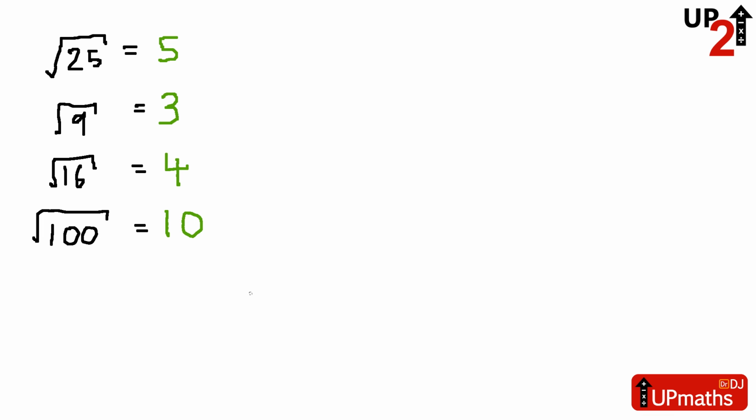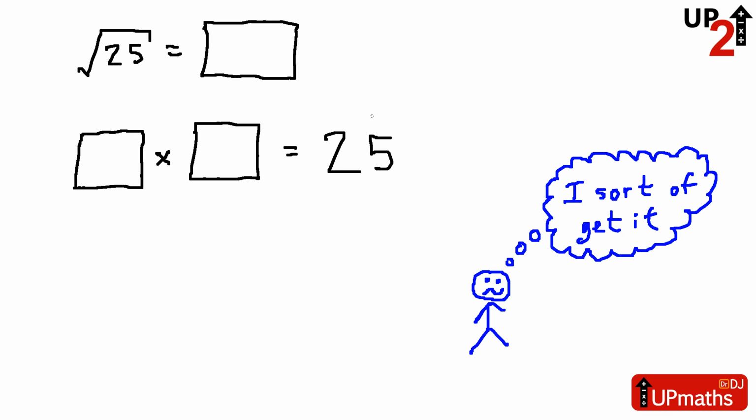There we go. What's going on here? Well, the square root of 25 is 5. Why is that? Because 5 times 5 is 25. I'm going to write "because" there.